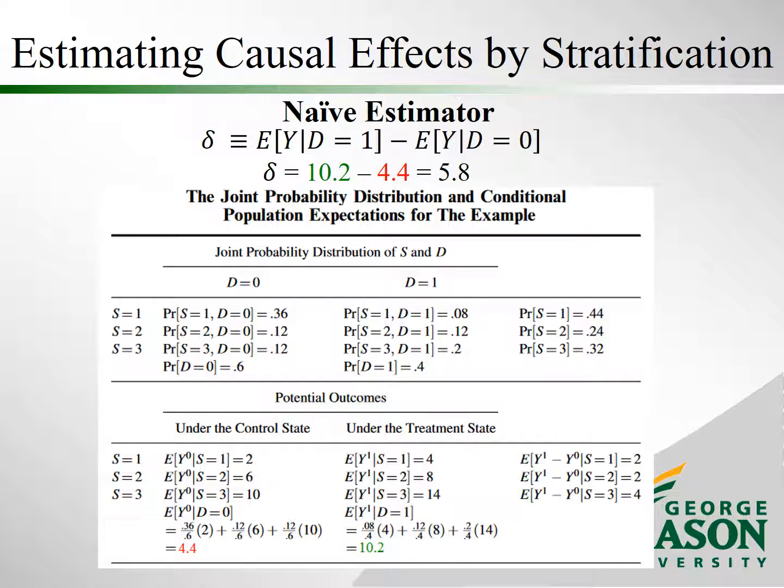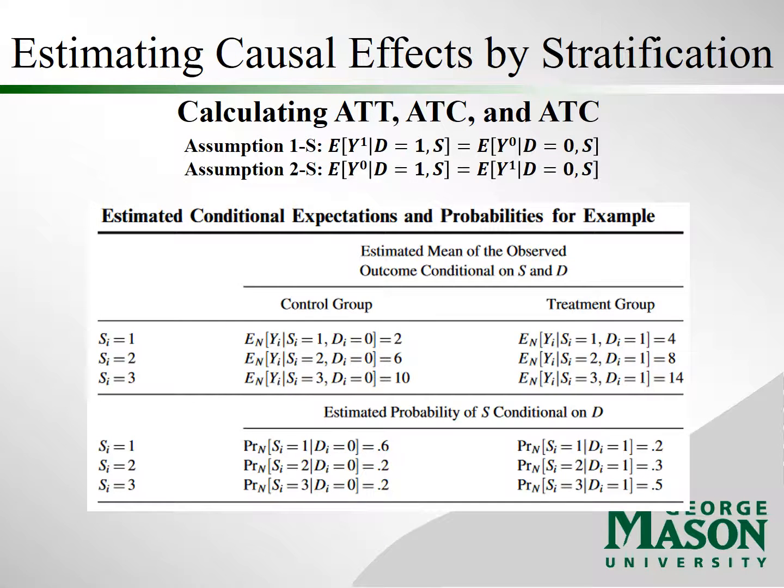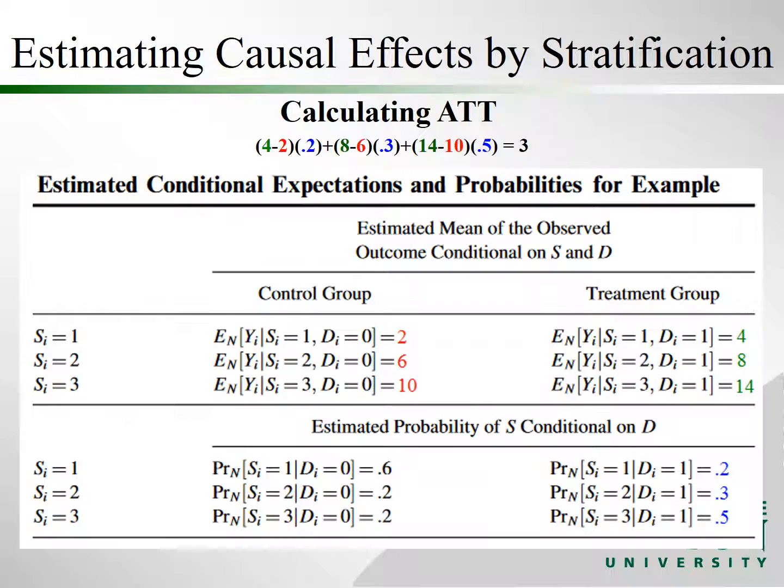Now that we know that 4.4 is the potential outcome under the control state and the potential outcome under the treatment state is 10.2, we subtract 4.4 from 10.2 and get 5.8, which is our naive estimator. Once we have the naive estimator, we can go on to calculating the average treatment effect, the average treatment effect for the treated, and the average treatment effect for the controls.